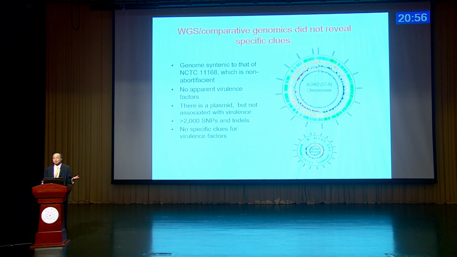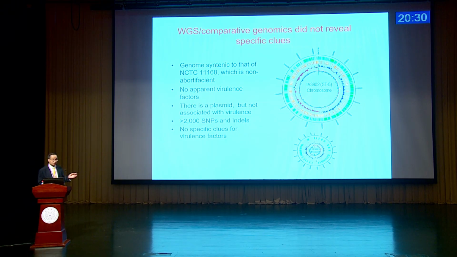Now, of course, everyone is doing whole genome sequencing, right? So when we did that, we were very hopeful that by analyzing the genome sequencing, doing comparative genomics, we would be able to identify the specific virulence factors. But when we finished, we were quite disappointed. Actually, we didn't find anything particular related to virulence.